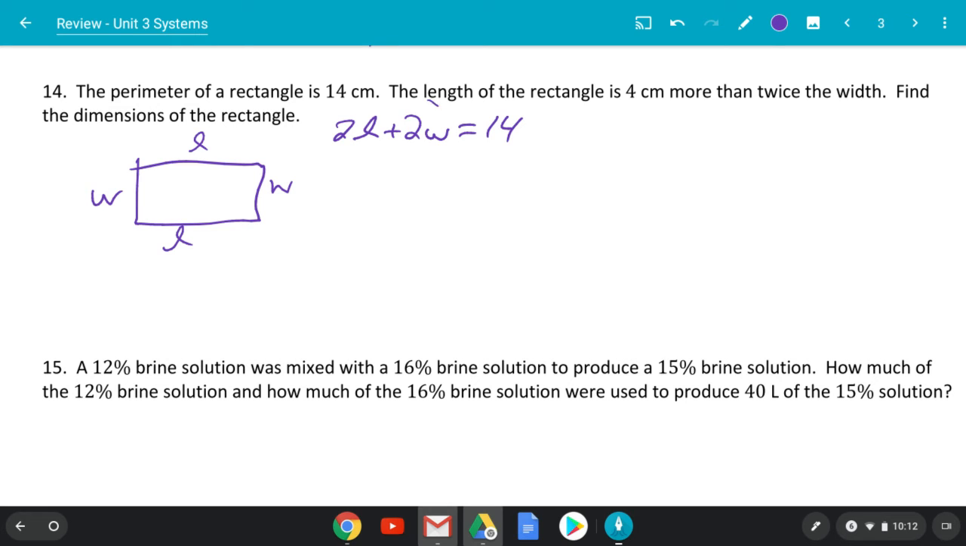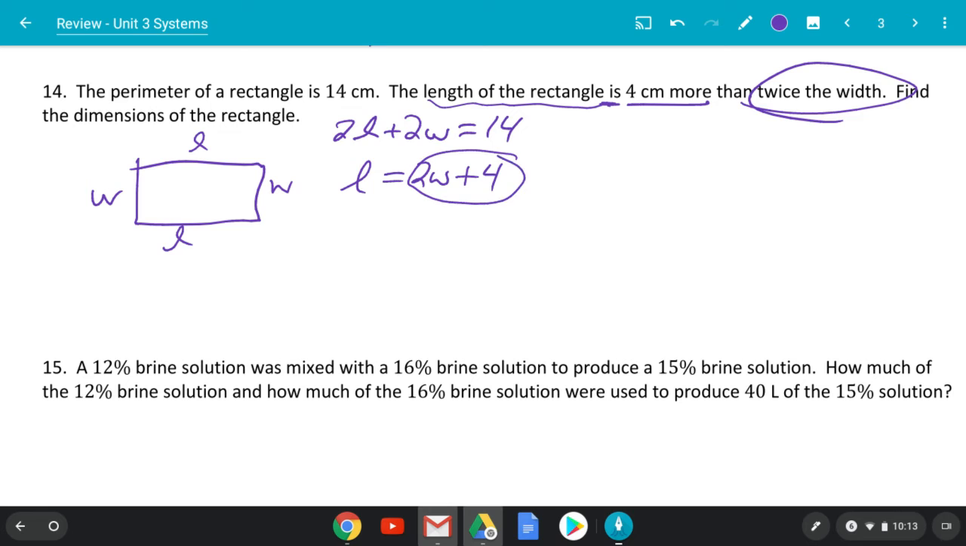The length of the rectangle is what? 4 more, plus 4, than twice the width, W. There we go. Now I can substitute this value into the L of the first equation. So 2 times 2W plus 4, plus 2W equals 14. Again, if you had Desmos, you could just plug those two equations in, substituting x and y for W and L. It'll be just fine.